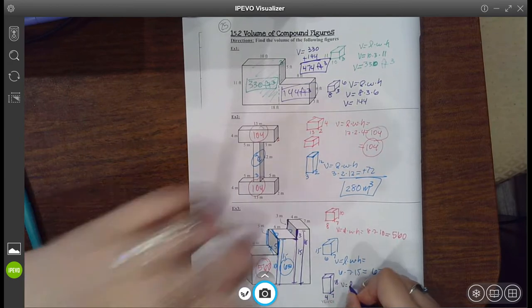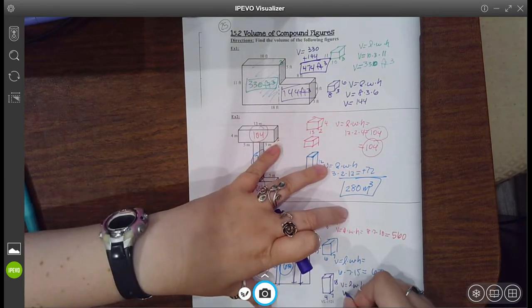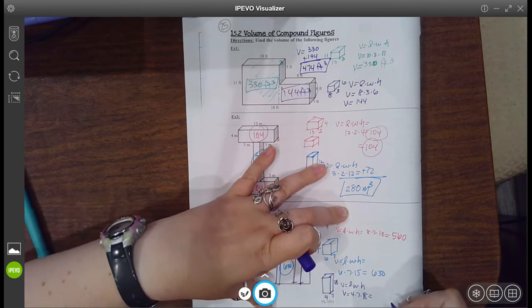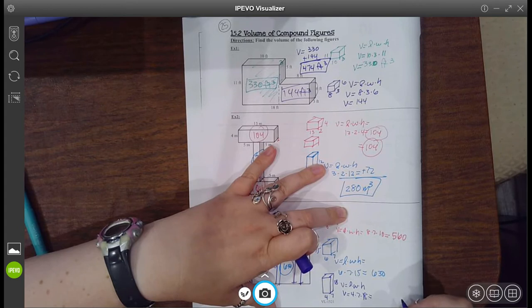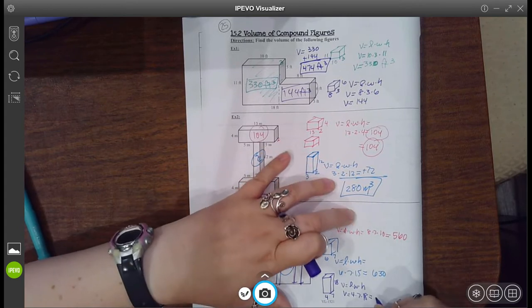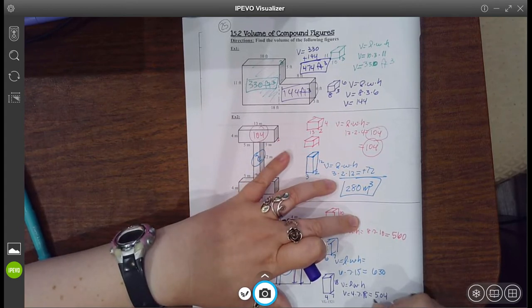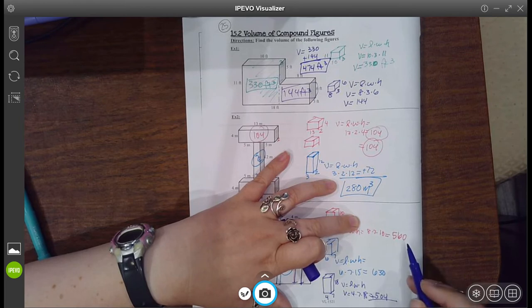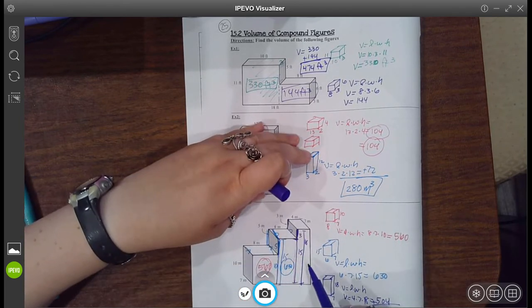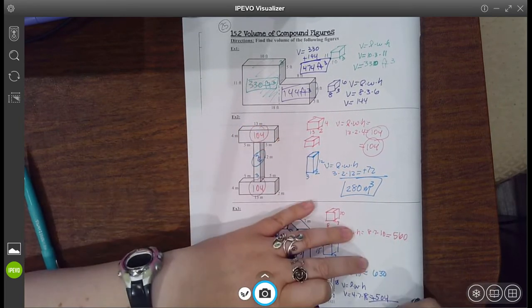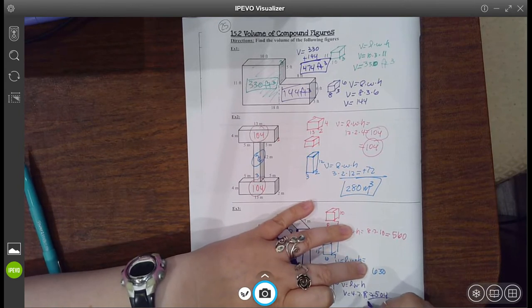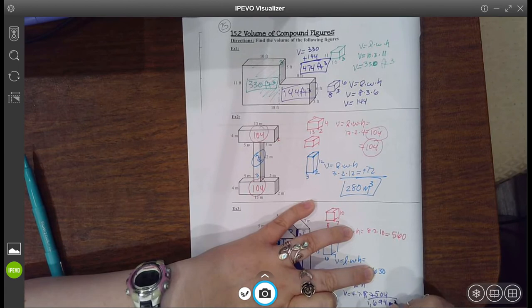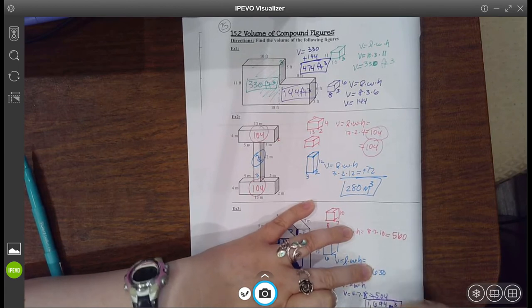So length times width times height is 4 times 7 times 18. When you multiply that all together, 4 times 7 times 18 is 504. So add all 3 rectangular prisms together, and you get a total volume of 1,694 cubic meters, or meters cubed.